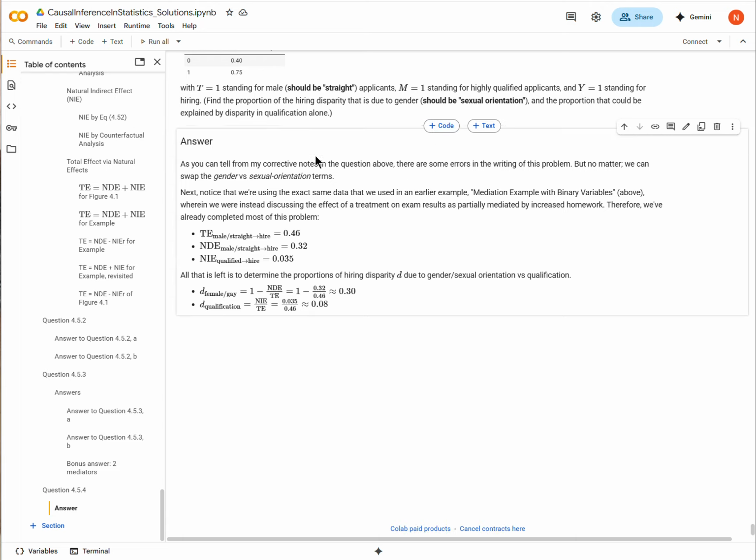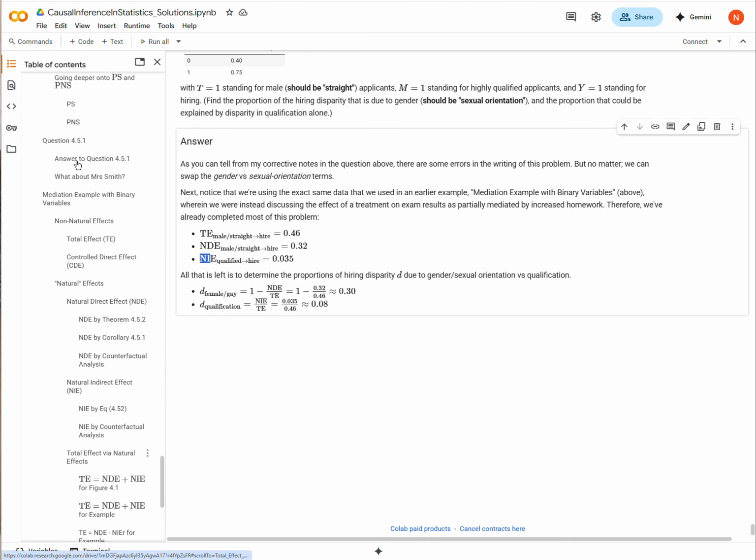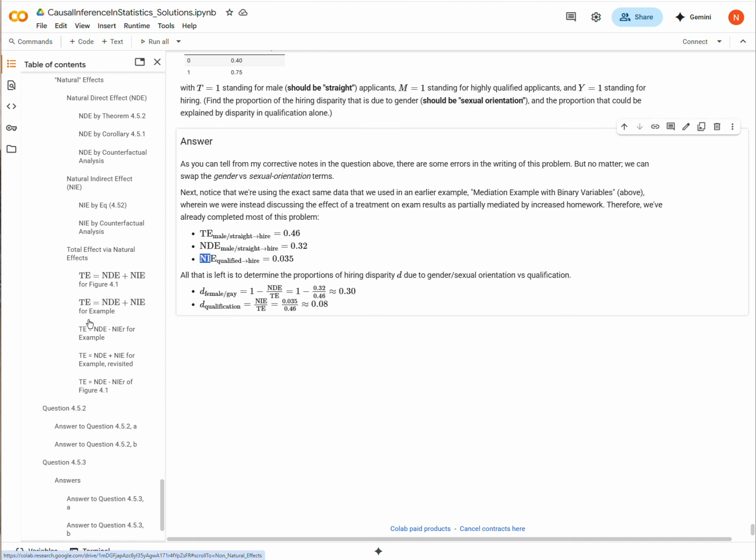Sorry for all that. But all that to say, we already have all of the components, because we already solved for them in that mediation example with binary variables. We already solved for all of the necessary terms. So this is a very short answer if we already did all the work. You can go back to those videos and watch, or look at the Colab sheet and see how we derived each of these values. Now we just need to determine what this implies about disparity, which I'm calling D here, due to sexual orientation versus qualification of the applicants.